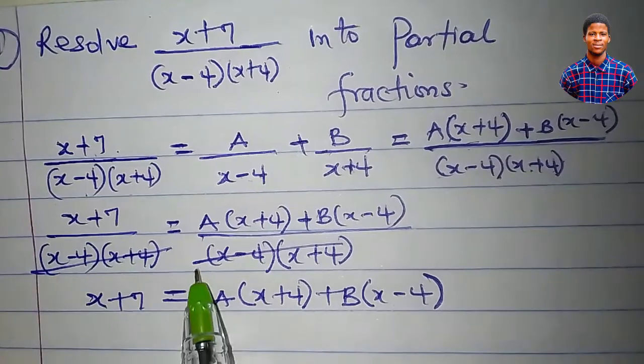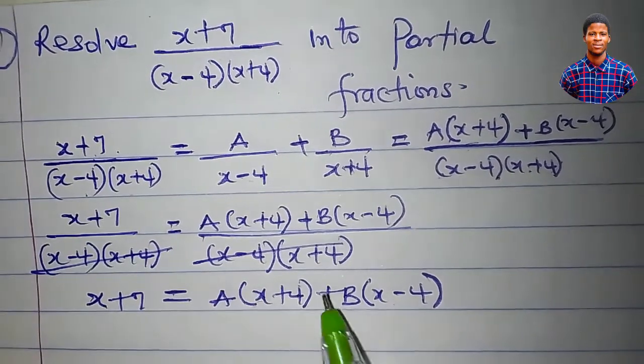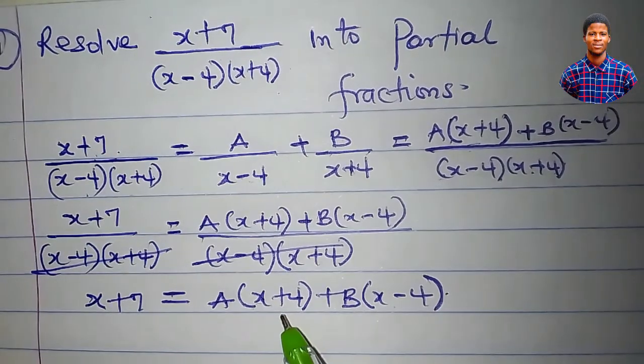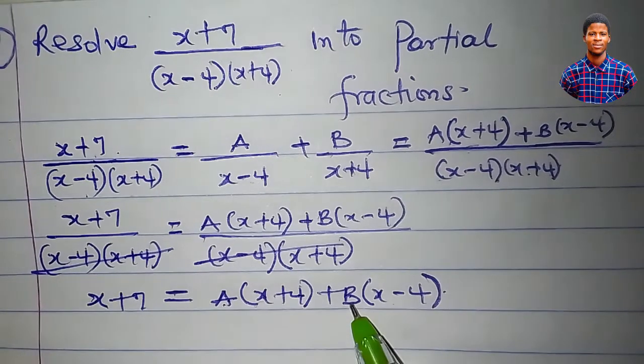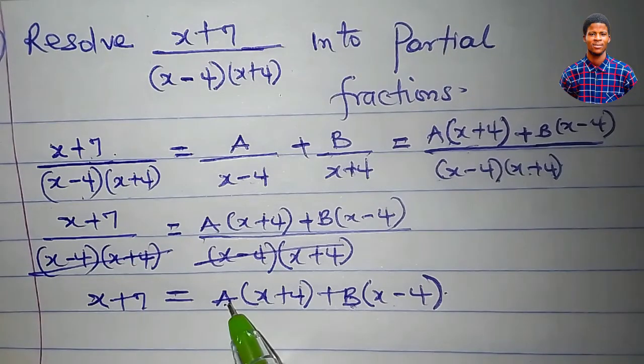Now, look at this right-hand side. I have A times (x + 4) plus B times (x - 4). Let's say I want to determine the value of A first. It means that B has to go. If I'm getting the value of B first, A has to go. One of them must go first before the other one can be gotten, if we are using the cover-up rule.